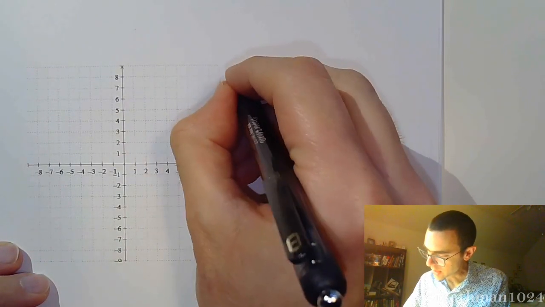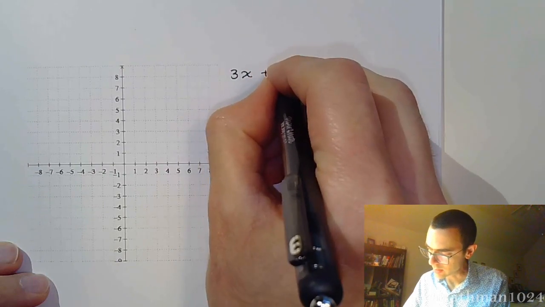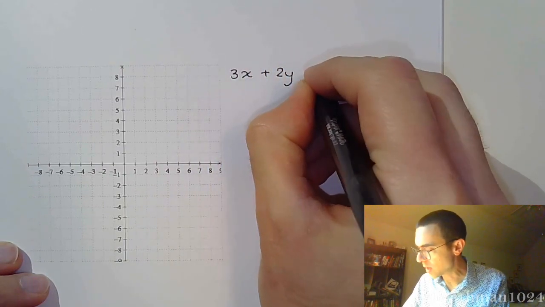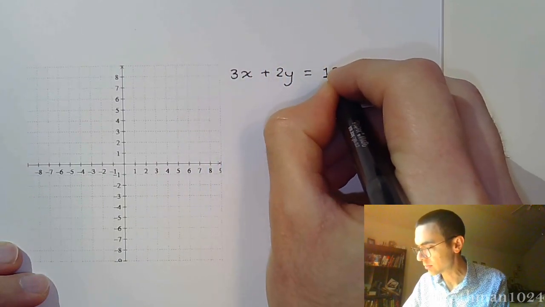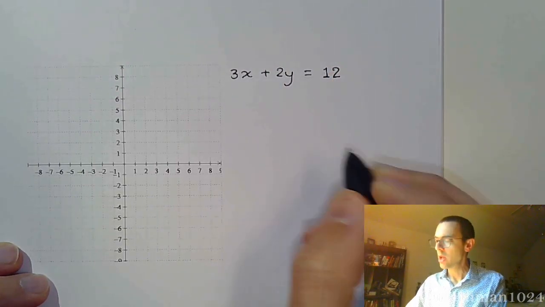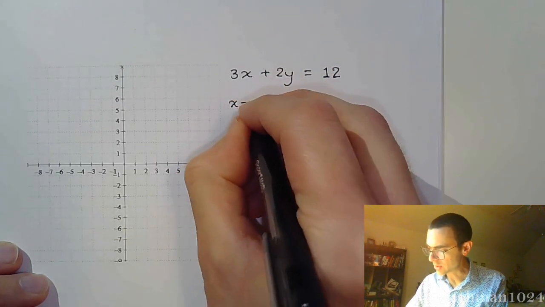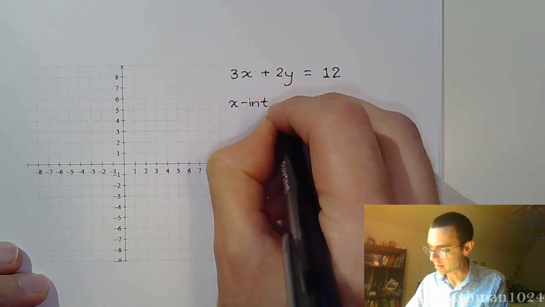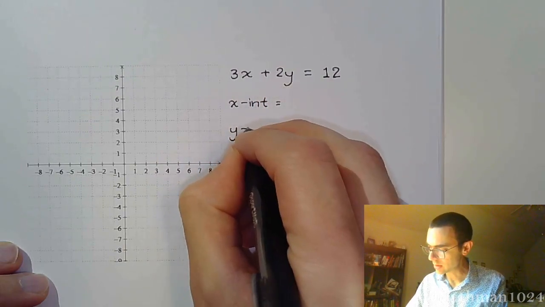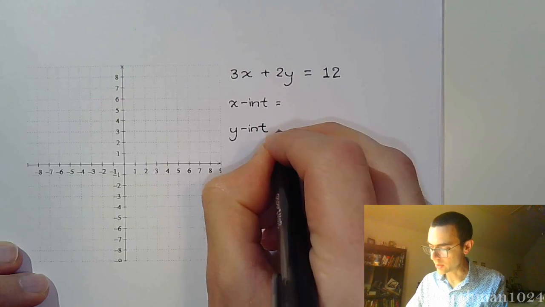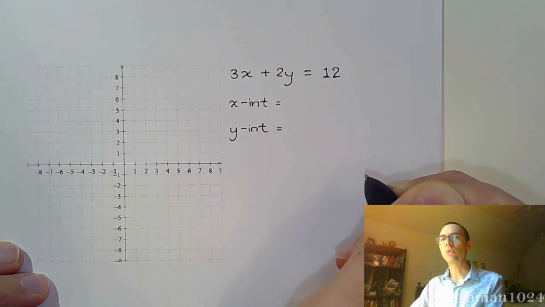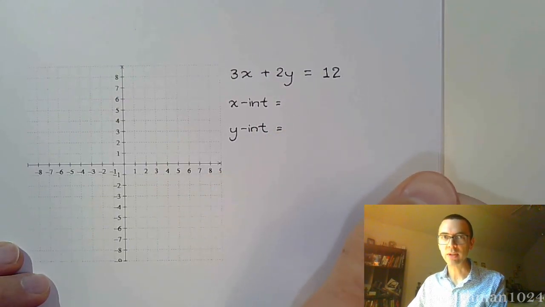Alright, so let's take 3x plus 2y equals 12. So for this problem, I want us to identify the x-intercept and the y-intercept, and then use those 2 points as the primary source for graphing this line.